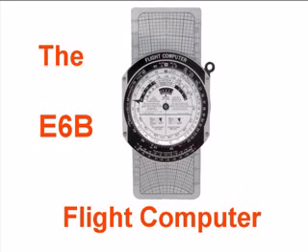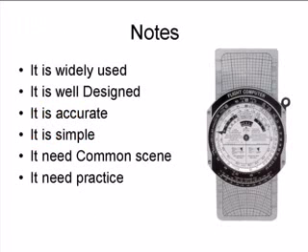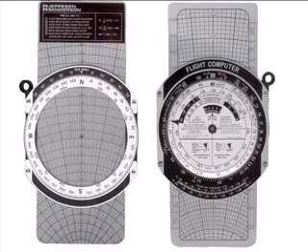Flight Computer Model E6B. The E6B Flight Computer is widely used in the aviation community. It is a well-designed mechanical calculator, accurate in result, yet simple to operate. It needs common sense, and the more the practice, the easier it is. The E6B Flight Computer has two sides, back to back: the calculator side and the wind side.